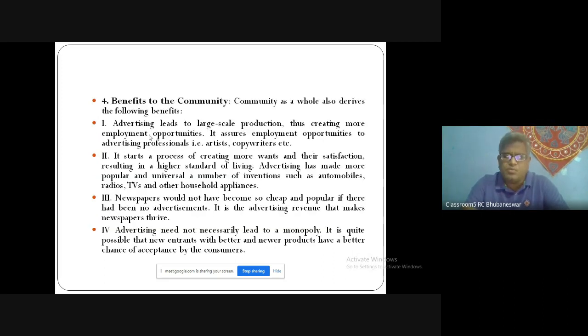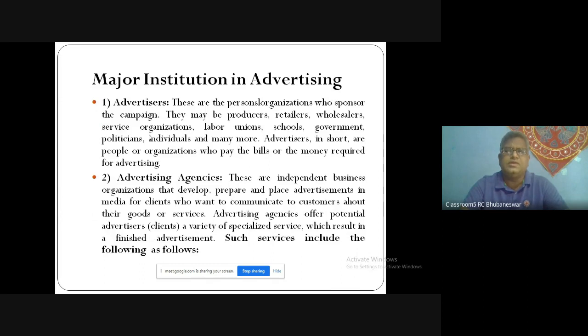And from the community's point of view, the scale of production will be high, opportunities are created, and it is also focused on satisfaction of the customer and increases the standard of living. Through newspapers, advertisement can also be procured, and new entrants can be introduced also. But my dear students, there are different major institutions in advertising.